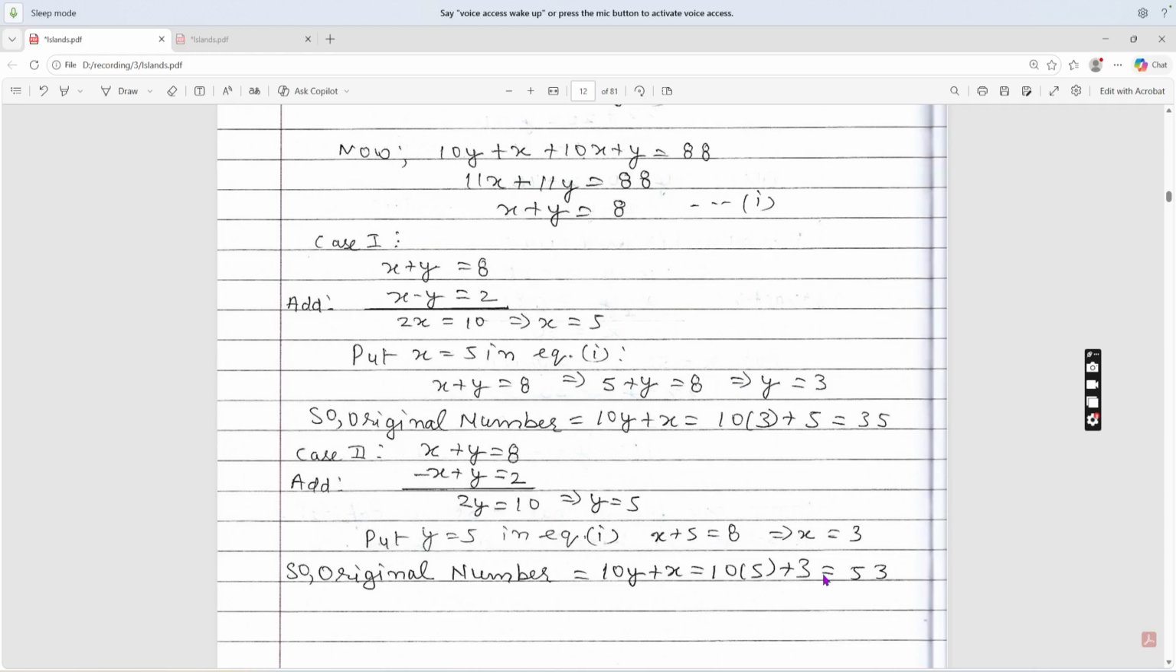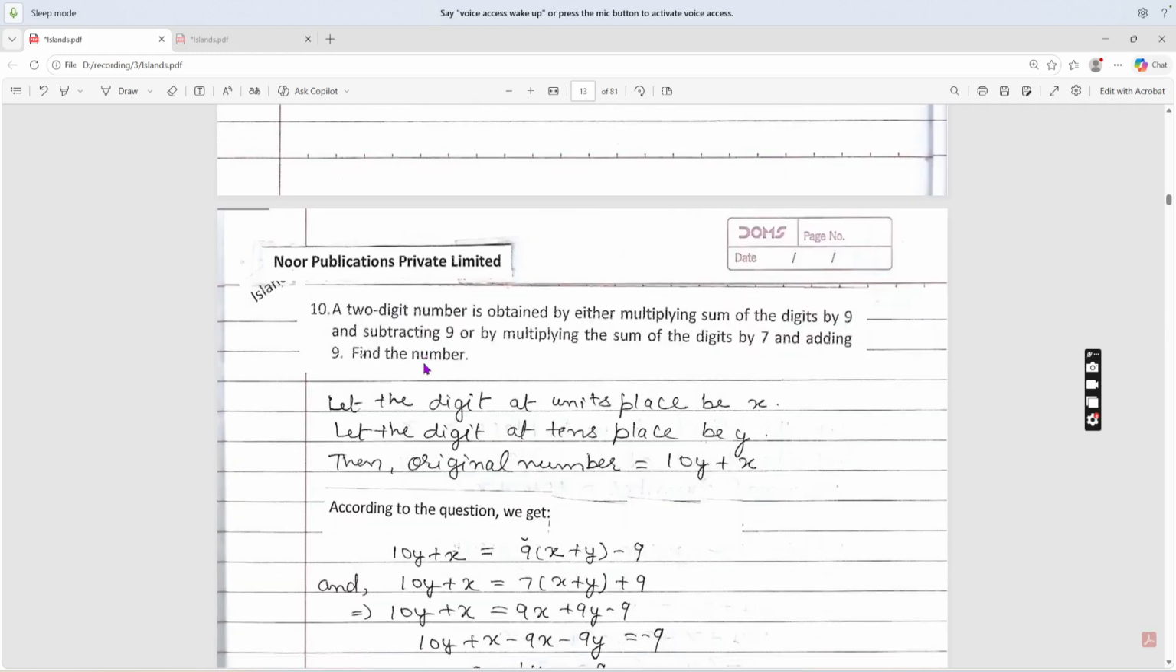5, and what is x here? 3. So 50 plus 3, that is 53, is the original number. So the number can be 53 or the number can be 35. Simple. Now again we will see one more time.